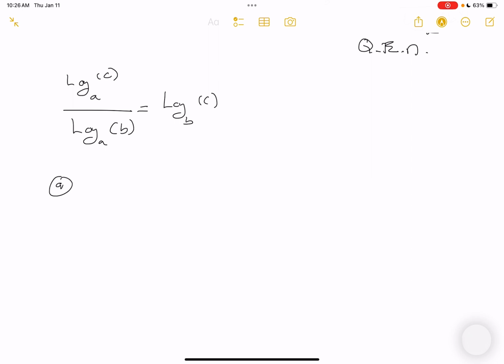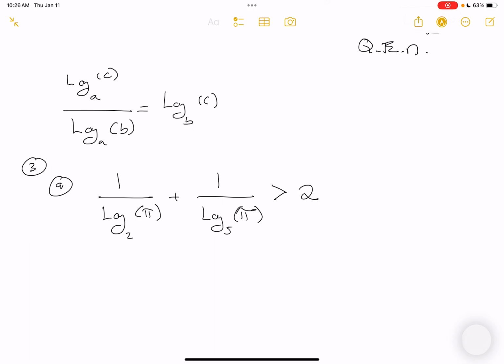All right, they gave me that identity, and we just verified it. So this is going to be part A now, question 3, part A. I think it has something to do with this over here, but let's write this down: 1 over log base 2 of pi plus 1 over log base 5 of pi. They tell me that this is going to be greater than 2. Now, they're giving me that hint, that pi squared is less than 10. So I'm going to rewrite these using this formula over here.